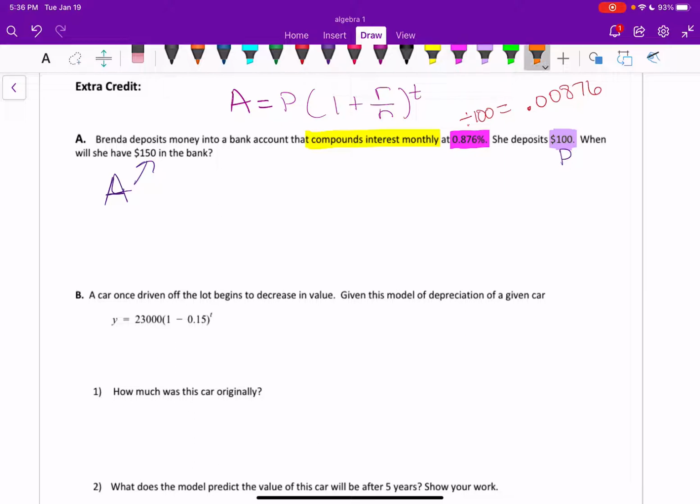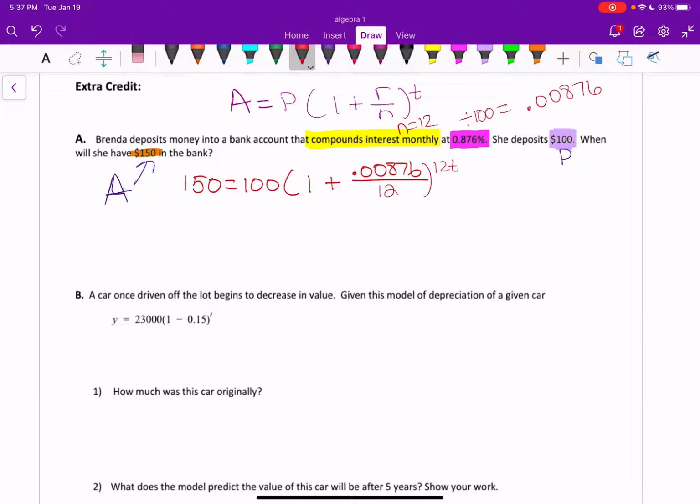So this is kind of a backwards problem, and that's why it's extra credit. You're going to have to do a table of values. The answer is pretty big, so you don't want to do all these table of values. I'm going to give you an idea how to do this. First I'm going to write my equation: A equals, so 150 is what we want to get, 100 times 1 plus 0.00876. Monthly means N equals 12, so 12t.